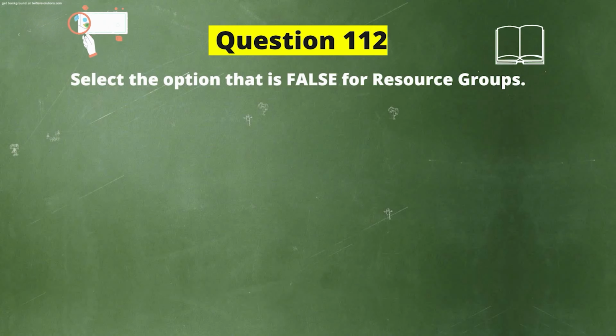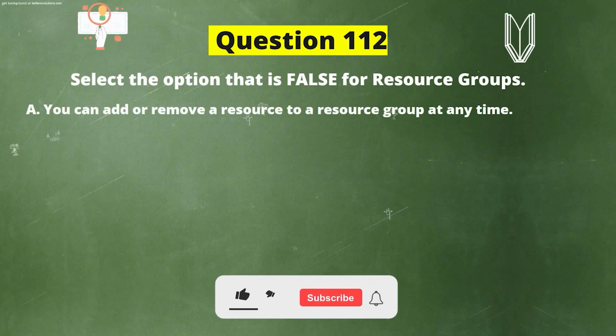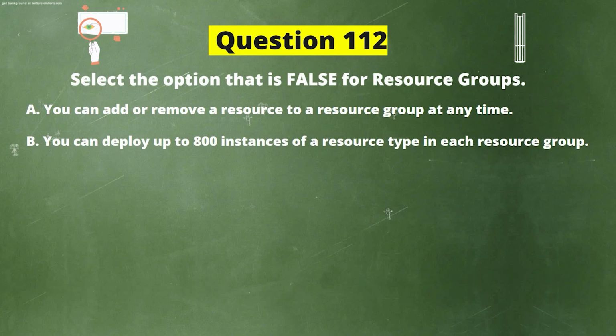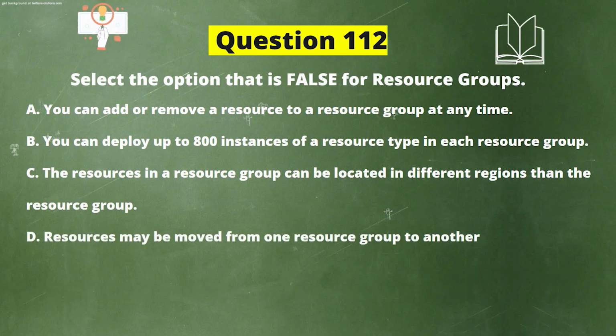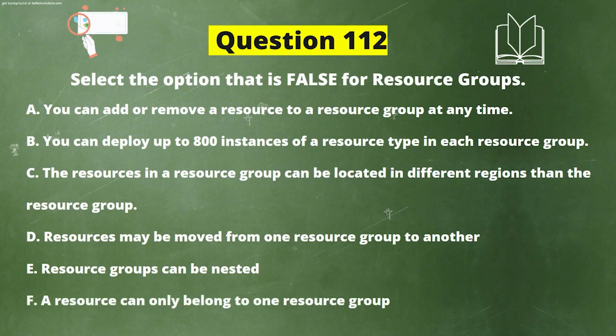Next question. Select the option that is false for resource groups. Option A. You can add or remove a resource to a resource group at any time. Option B. You can deploy up to 800 instances of a resource type in each resource group. Option C. The resources in a resource group can be located in different regions than the resource group. Option D. Resources may be moved from one resource group to another. Option E. Resource groups can be nested. Option F. A resource can only belong to one resource group.